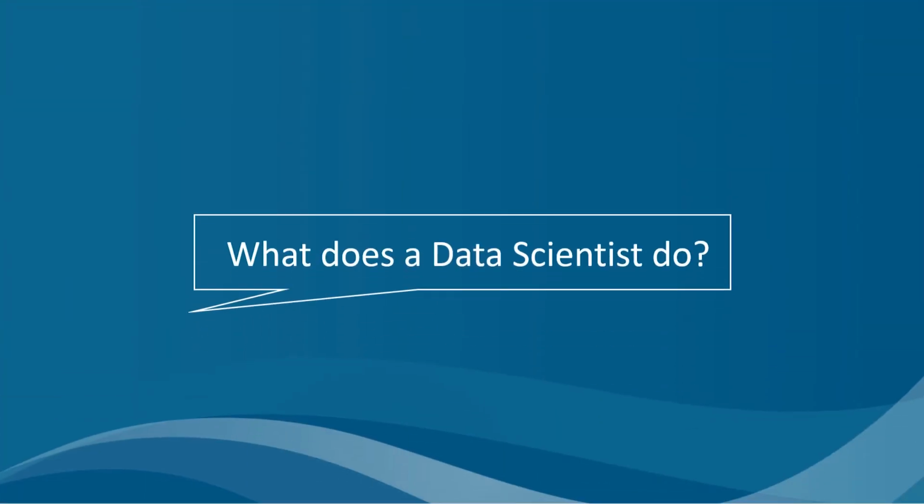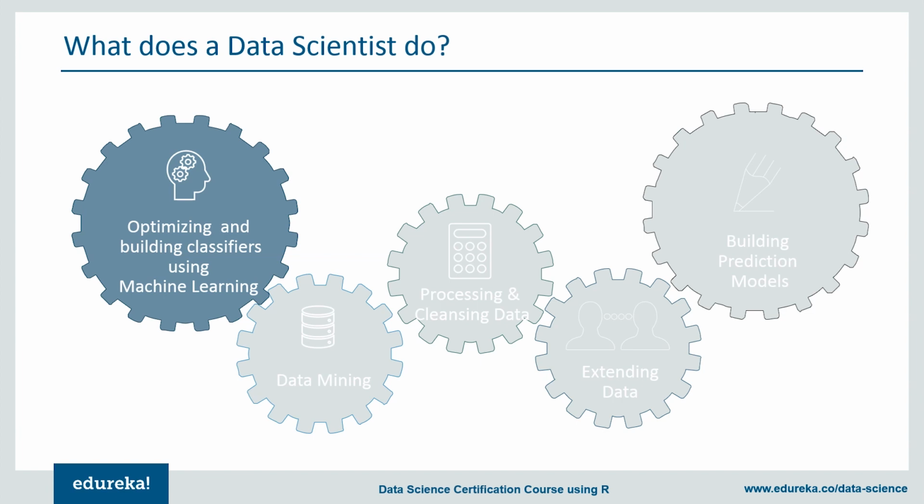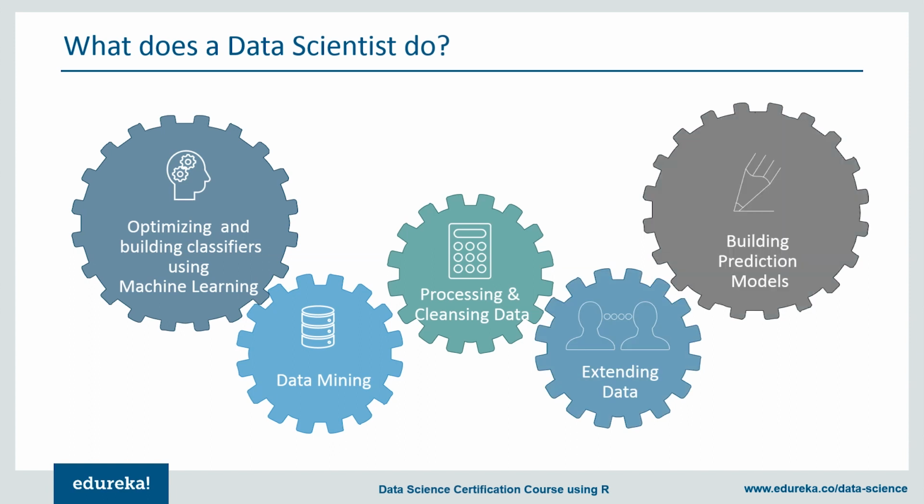Now, what does a data scientist do? What are his roles and responsibilities? So, a data scientist is responsible for a couple of things, namely optimizing and building classifiers using machine learning, data mining, processing and cleansing data, extending data, and building prediction models. You will know more about all these roles when I talk about how to solve a problem in data science.